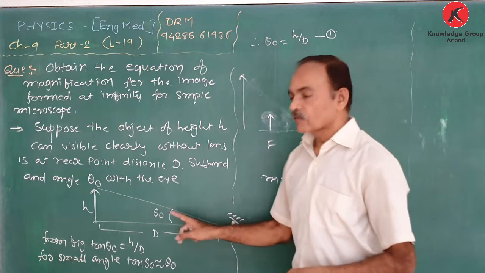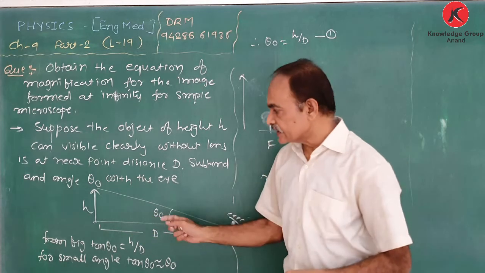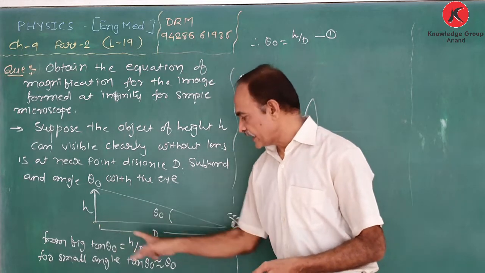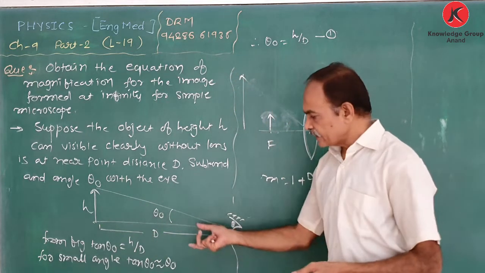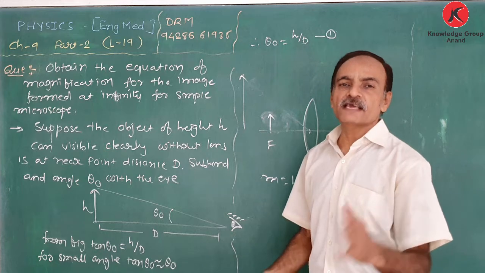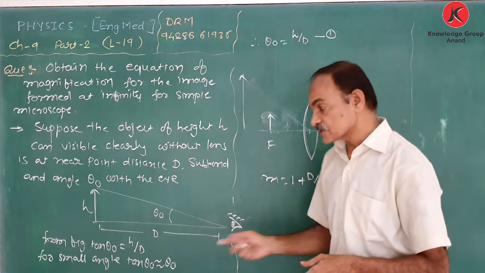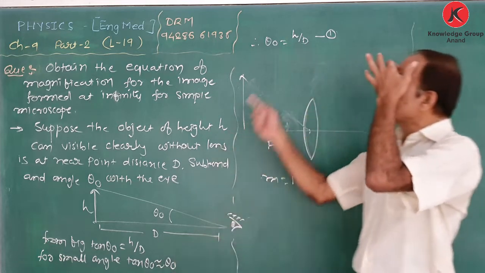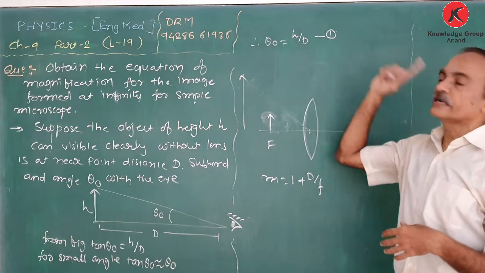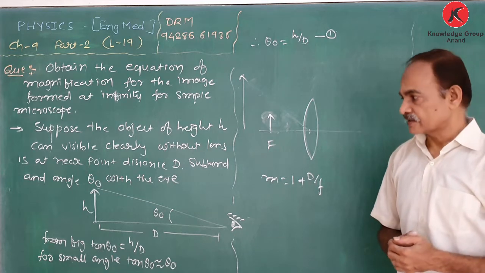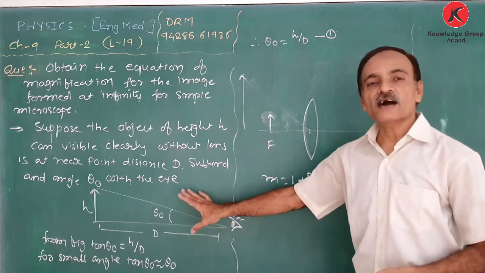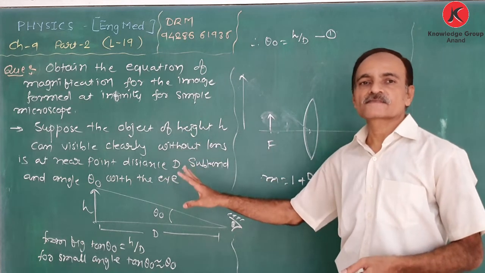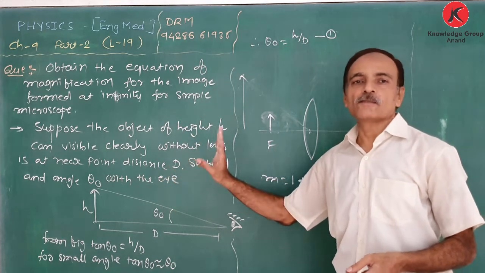Now from the figure, what is tan theta 0? Tan theta 0 is equal to opposite upon adjacent, therefore h upon D. But here the angle subtended is very small. Therefore for a small angle, tan theta 0 is approximately theta 0. Therefore theta 0 is equal to h upon D. That is equation 1. This is the case where without any lens we can see the object of height h clearly and with comfort.